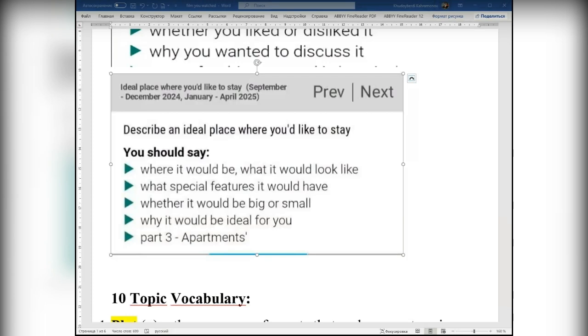If you hold on for a moment, I'm going to upload some details like topic vocabularies and sample.